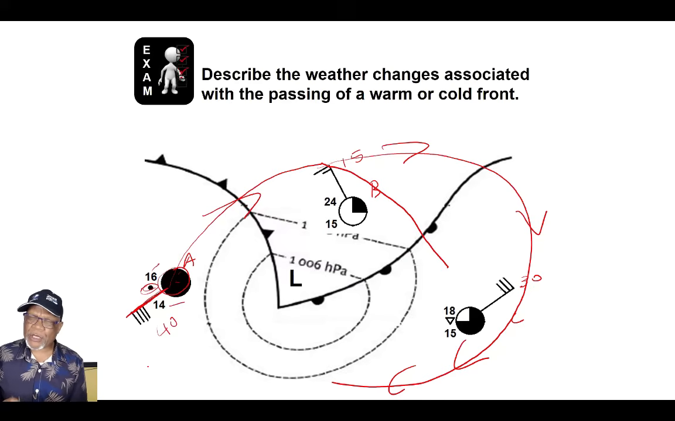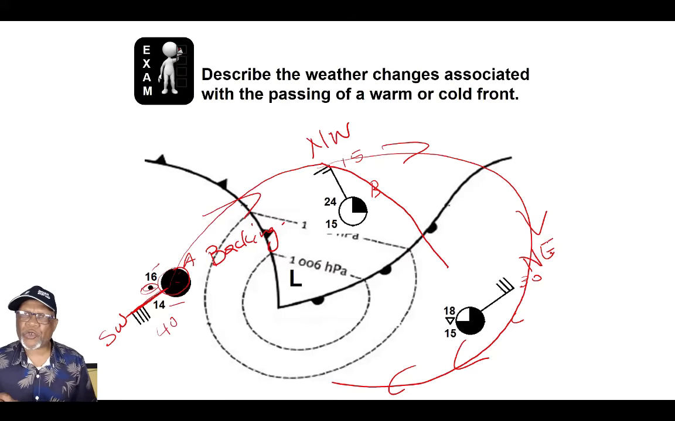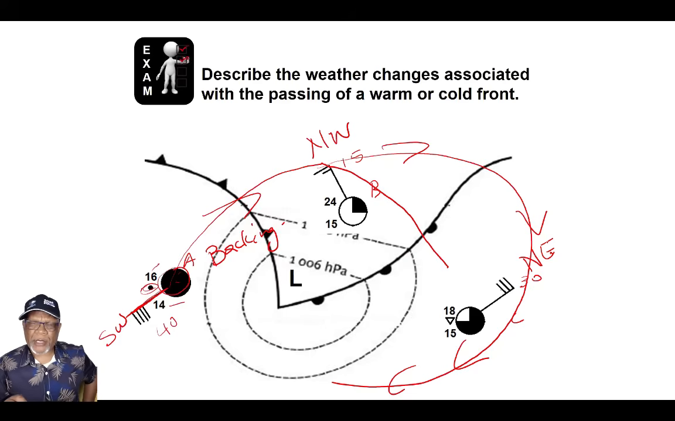And then what do we call that process? We call this process backing. When the winds were coming from this direction, then the winds came from this direction, then the winds came from that direction. So the process that you see happening here is called backing. It is the change in wind direction in the southern hemisphere.